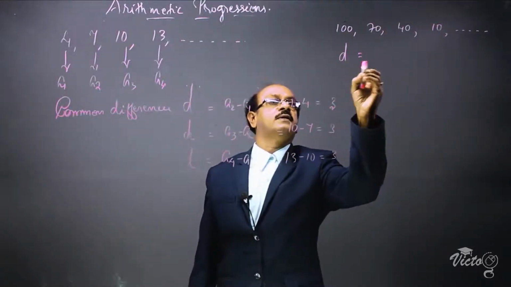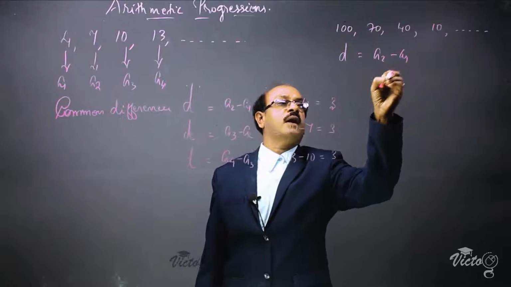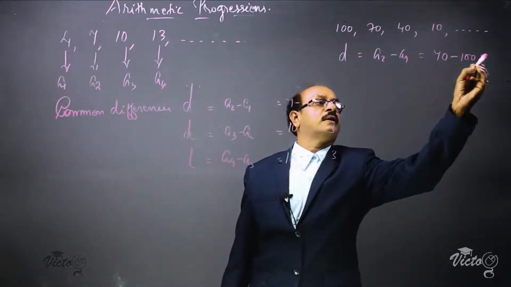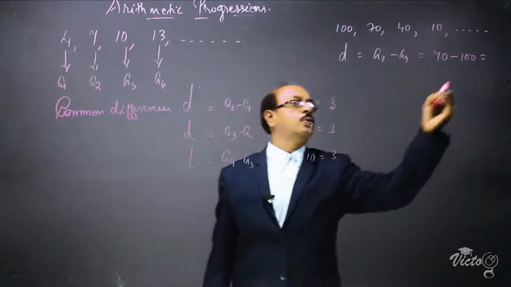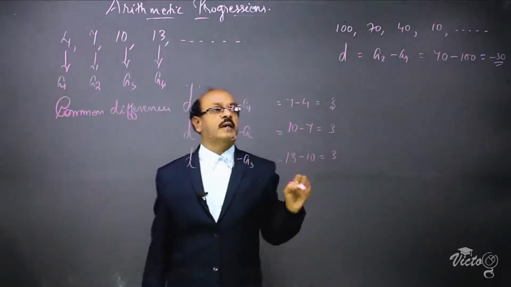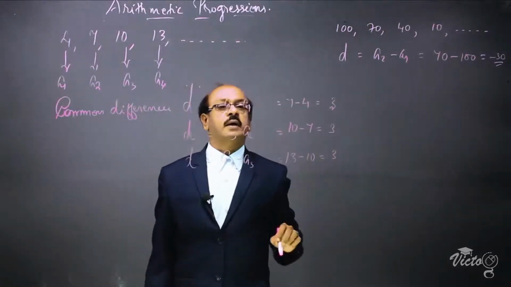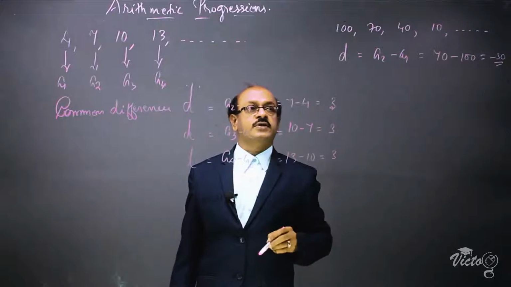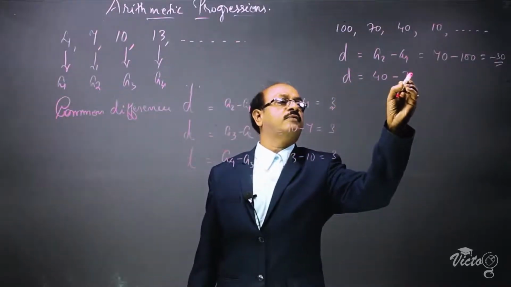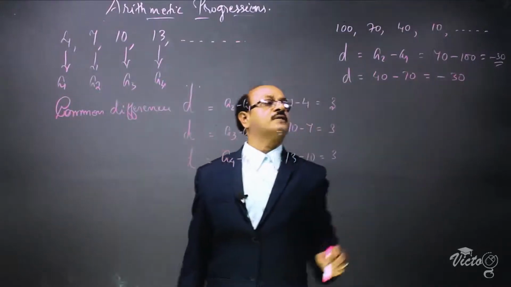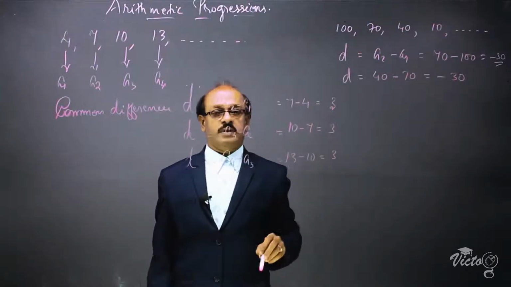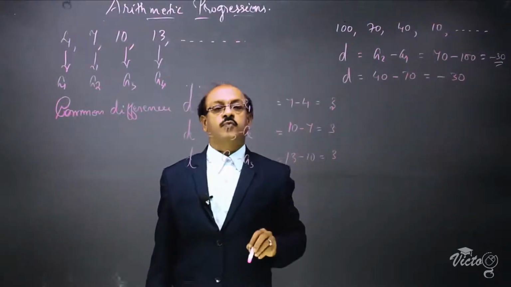Common difference d is equal to A2 minus A1. That means 70 minus 100. 70 minus 100 is equal to minus 30, which is the common difference. That means if we are adding minus 30 to the first term 100, we will obtain the second term 70. Again, d is equal to 40 minus 70, which is also equal to minus 30. That means if we are adding minus 30 to the second term 70, we will obtain the third term 40.